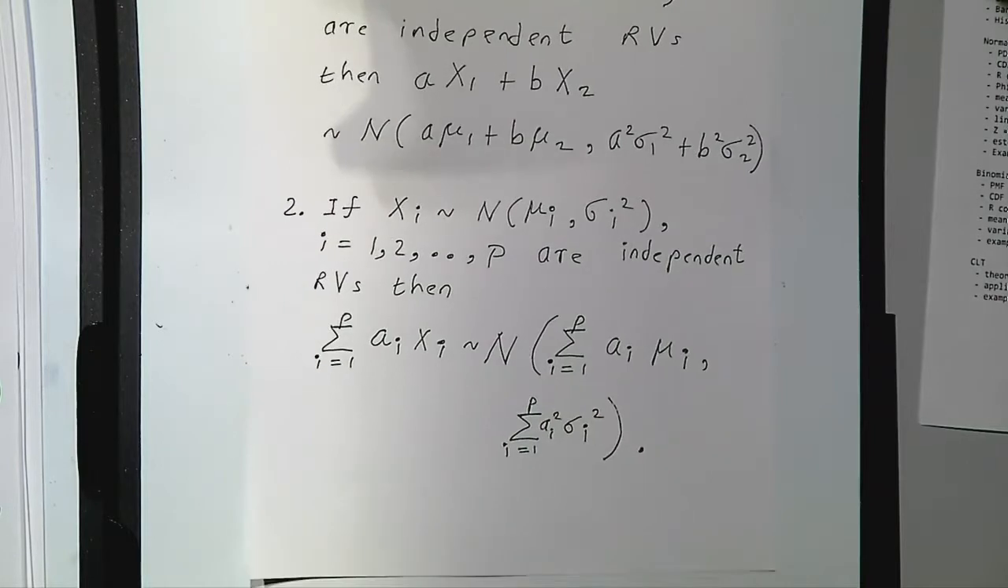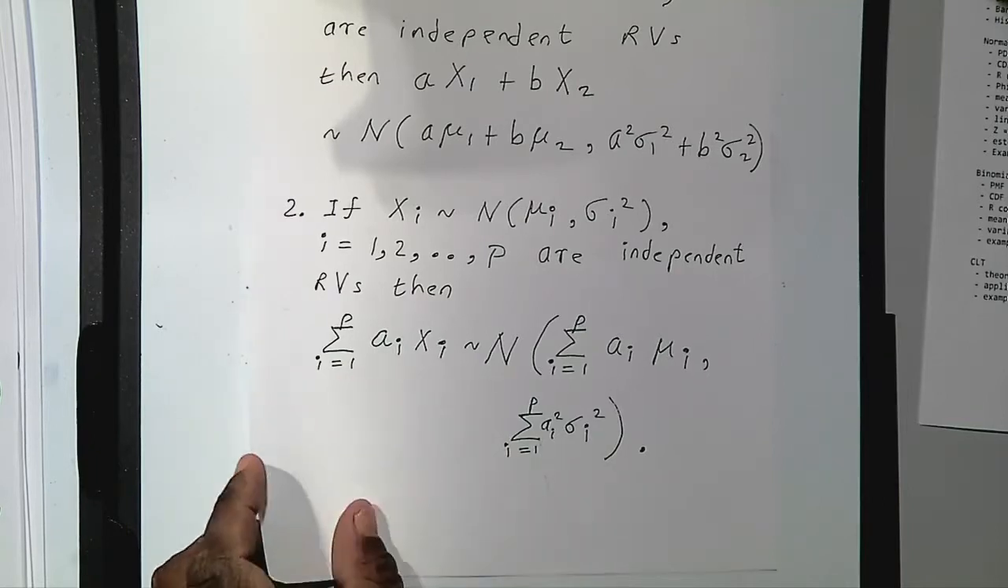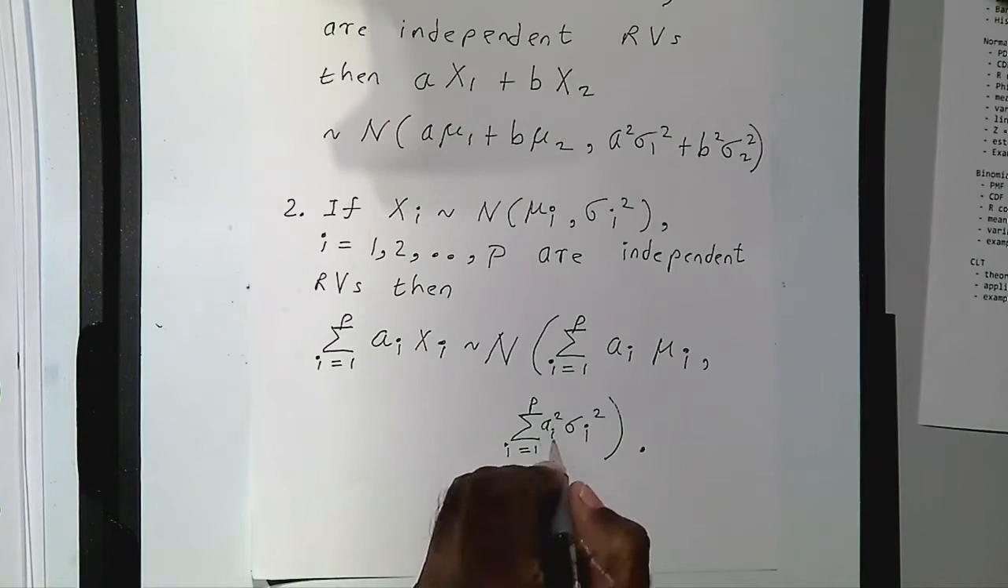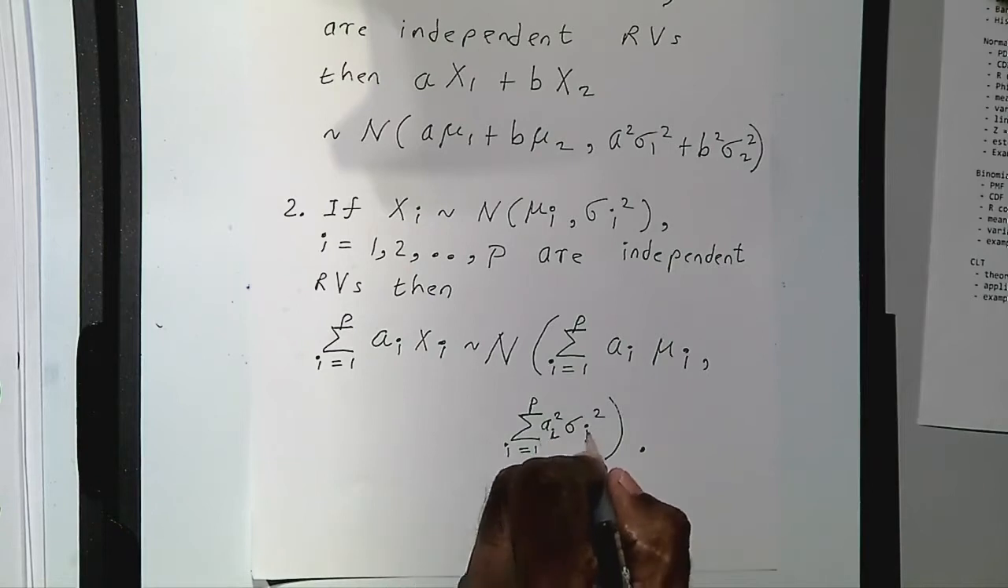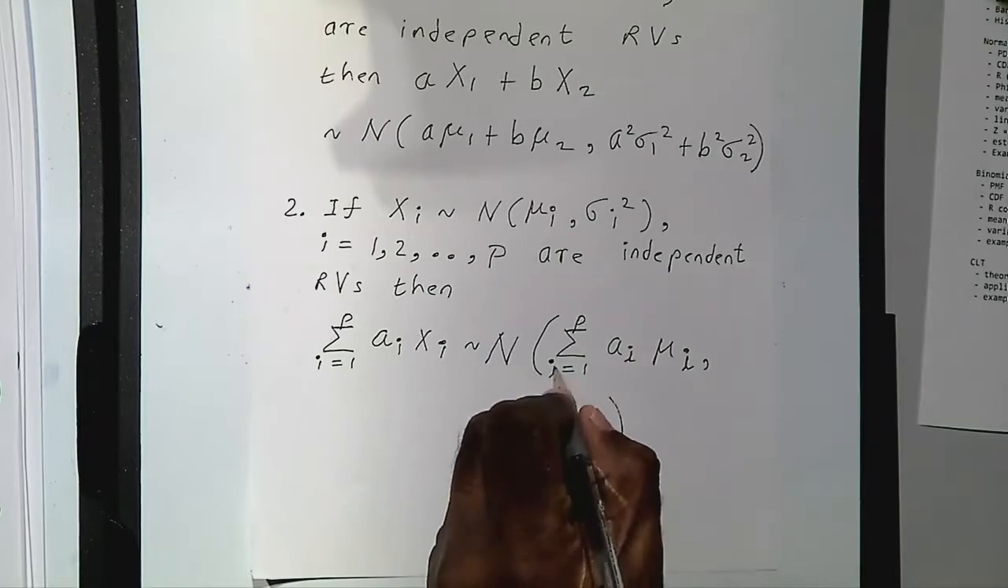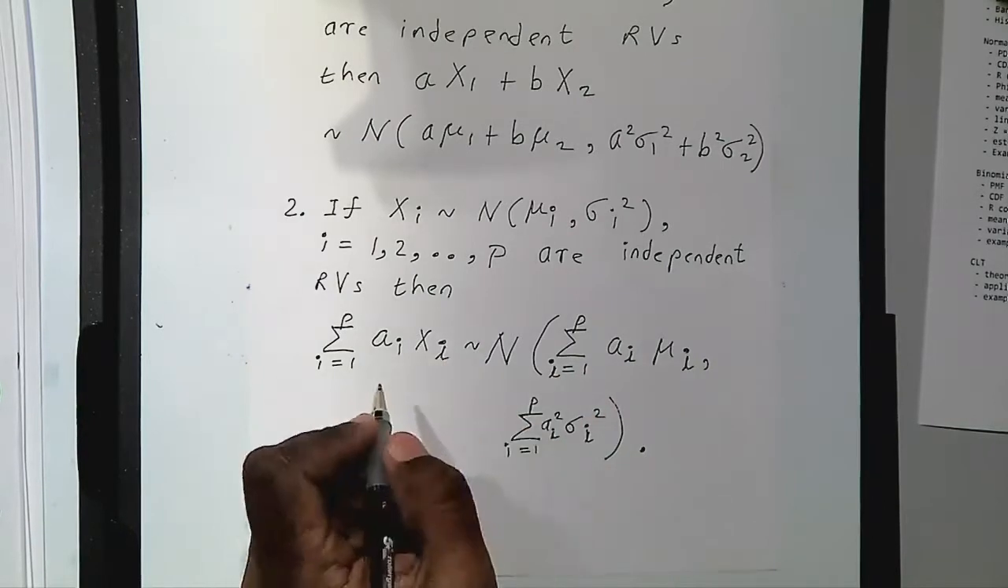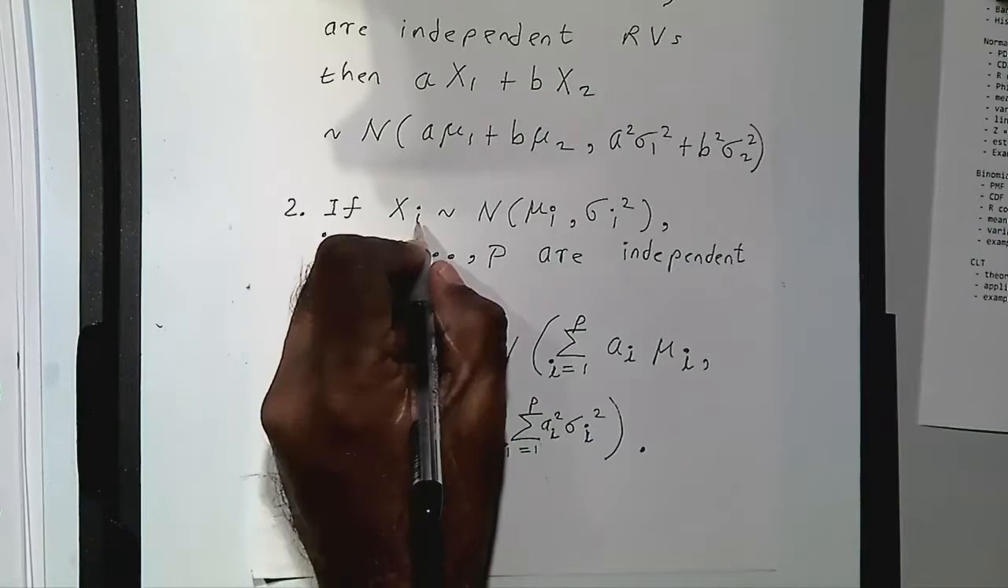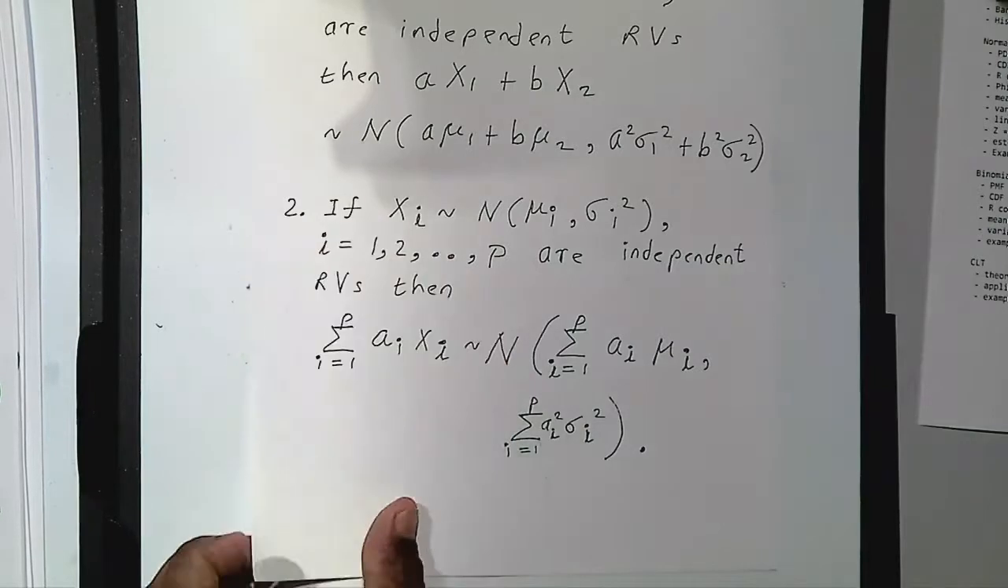So what this says is that if p is an integer, it can be 2, 3, 100, million. If you have p independent normal random variables, then their linear combination is also a normal random variable, right? I hope you can read my writing, guys. So all of these are i's. This is an i. This is an i. All of these are i's, okay?